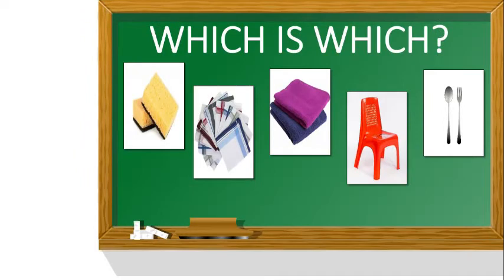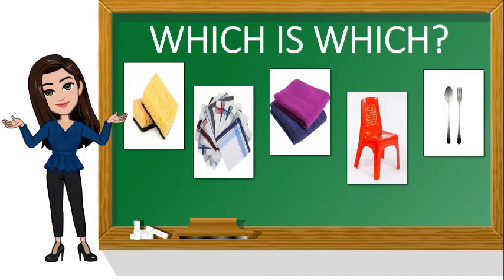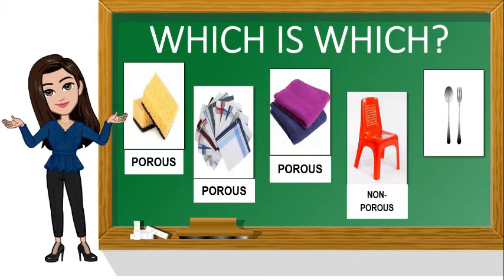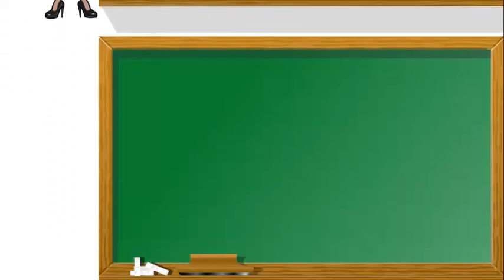Sponge, is it porous or non-porous? That's great, it's porous. Handkerchief, porous also. How about towel? Porous. And plastic chair, non-porous, and metal utensils, non-porous also. What is porosity?